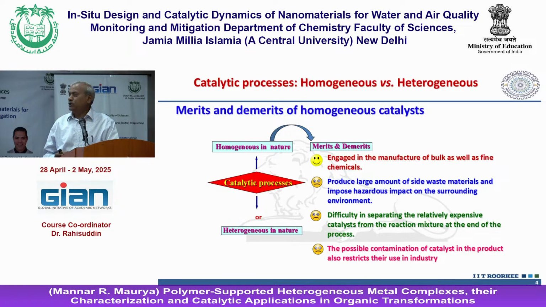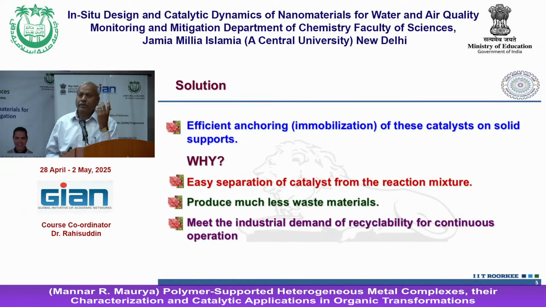So what is the solution for that? The solution is to make the homogeneous compound heterogeneous in nature, then it becomes really useful. So you can enjoy the properties of homogeneous as well as heterogeneous together. Then recyclability becomes no issue at all. It becomes easy to separate from the reaction mixture. You can just simply filter it. And they normally do not produce waste. That is the beauty of the heterogeneous catalyst.